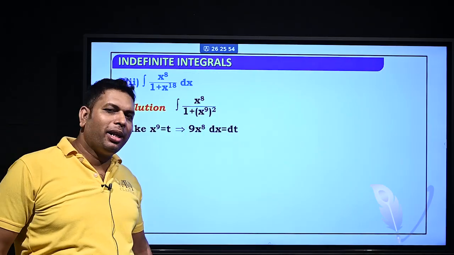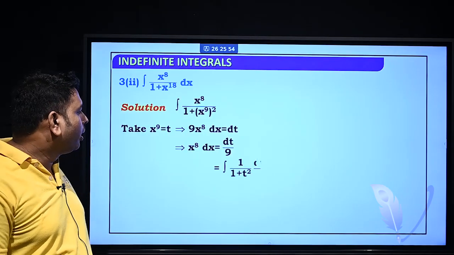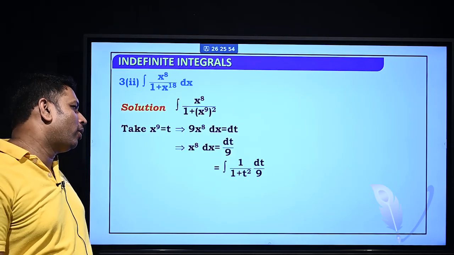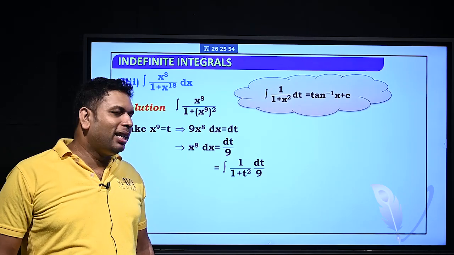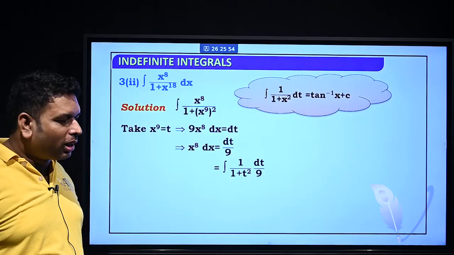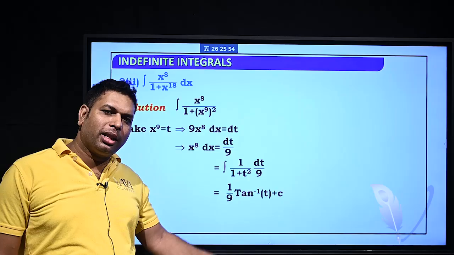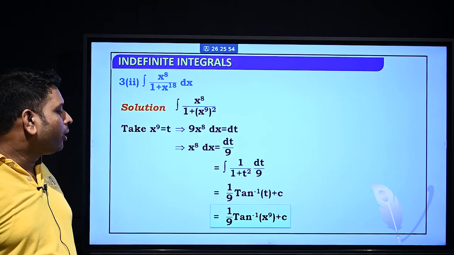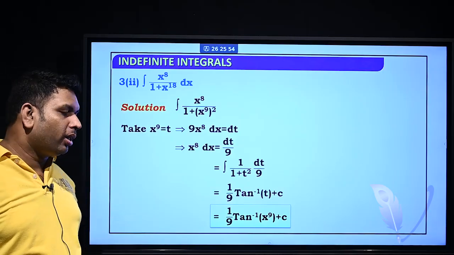So 9x to the power 8 dx is dt. So x to the power 8 dx is dt by 9. So this is integration of 1 by 1 plus t square, dt by 9. So integration of 1 by 1 plus x square dx is tan inverse x plus c. So it is 1 by 9 tan inverse t plus c. T is x to the power 9. So 1 by 9 tan inverse x to the power 9 plus c.